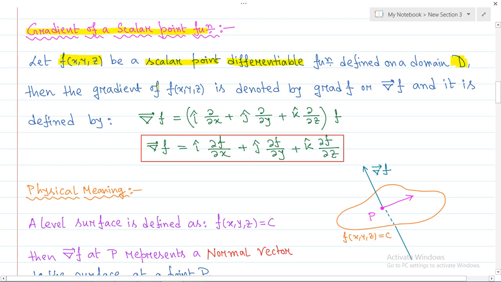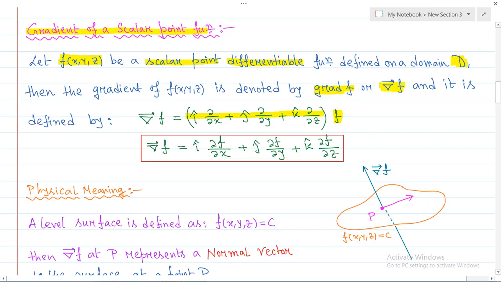Now the gradient of f is denoted by grad f, or symbolically we write it as del f, and it is defined as del f. That means first of all we have to write down the del operator: i cap del/del x plus j cap del/del y plus k cap del/del z. It will operate over f as a separate quantity.